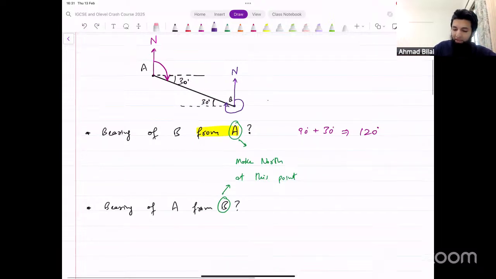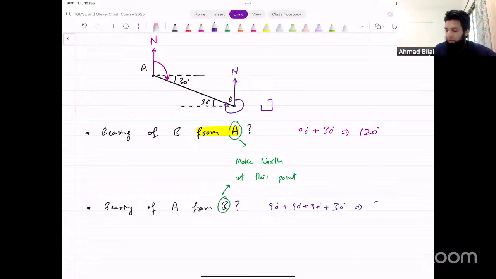So we have this 90 here, another 90 here, another 90 here. So that's 270, right? If you want, you can write it like this first, 90 plus 90 plus 90, so we have three 90s, and then we have another 30. What does that give you? That's 270 plus 30, essentially. You can do it directly as well. And that gives you 300 degrees. That's the bearing of A from B.